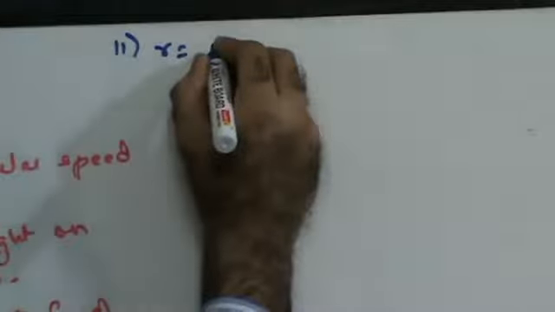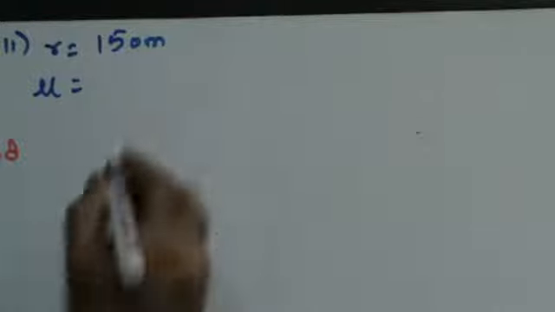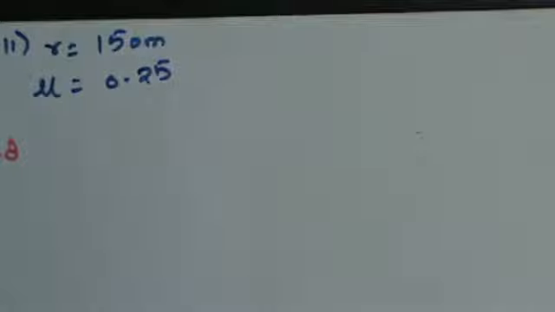Find the maximum speed of the car which can be safely driven on a road of radius 150 meters, if the coefficient of friction is 0.25.